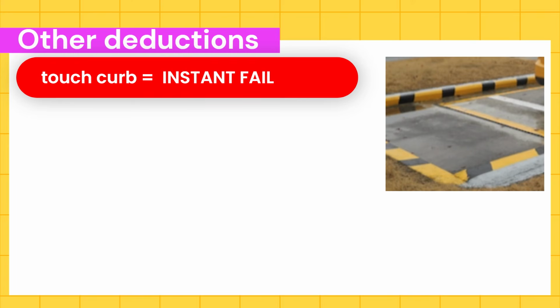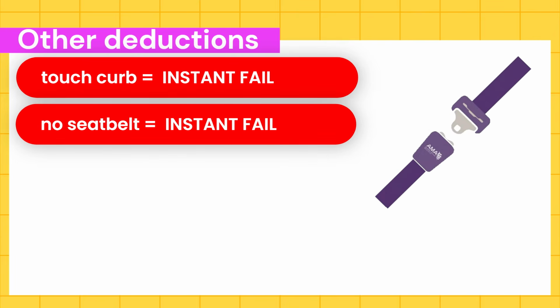The last thing I gotta do is give you a heads up about some deductions I haven't mentioned so far. First, never ever drive onto the curb. I don't mean the yellow line, but the actual raised part of the road. This is an instant fail. Driving any distance without your seatbelt on is another fail. So check and check again at the start of your test.